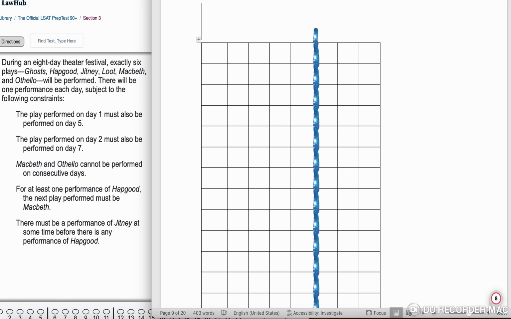During an 8-day theater festival, exactly 6 plays, G, H, J, L, M, and O, will perform. There will be exactly one play performed each day, subject to the following constraints.